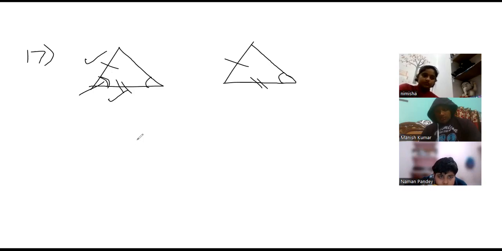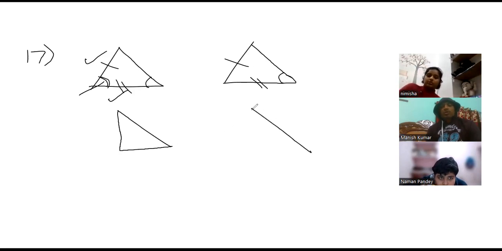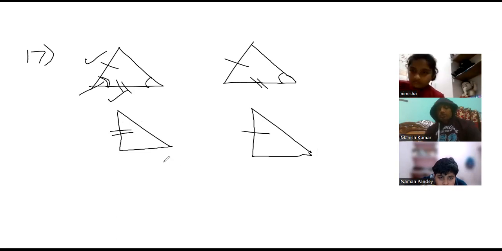Now the next statement: if the hypotenuse of one right angle triangle is equal to the hypotenuse of another right angle triangle, then the triangles are congruent. Can it be? No, sir. If just the hypotenuse is equal, does that mean the other two sides will be equal? No, sir. The other two can be different. So this is also wrong. So all the statements are wrong, and that will be the right option. I'm clearing this page.